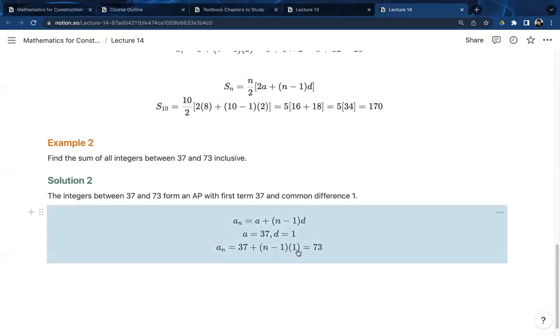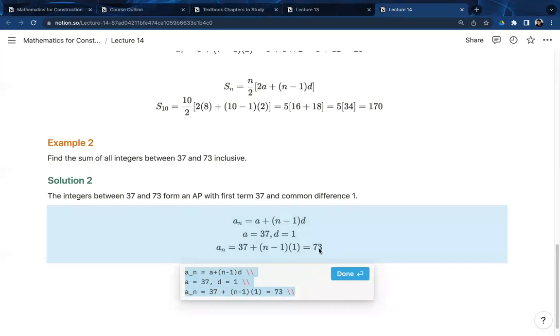So (n minus 1) times d. Remember, d is the common difference, which is 1, because it's consecutive integers, right? All the integers are consecutive: 37, 38, 39, and so on. So I could use this equation to solve for n.